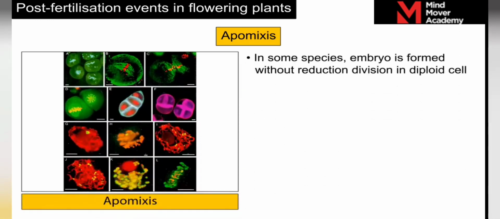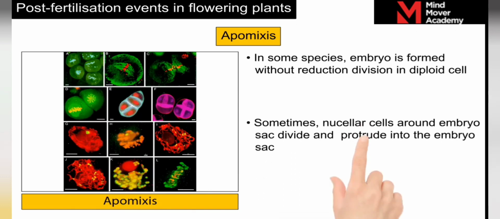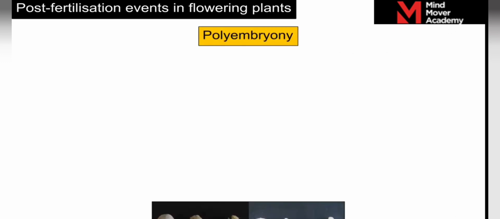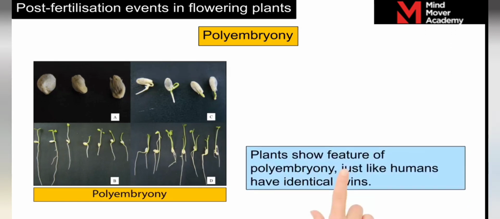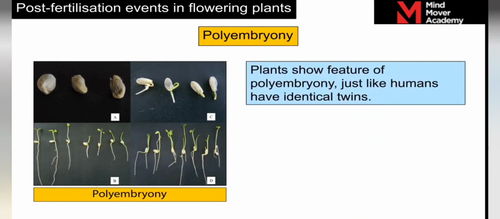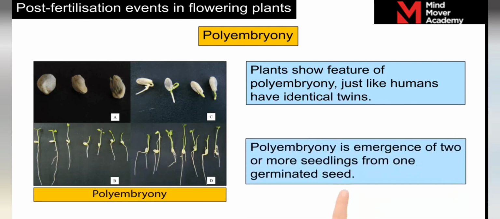In some species, reduction division does not occur in a diploid cell, and the embryo is formed without fertilization. In some other species, nucellus cells around the embryo sac divide and protrude into the embryo sac and develop into embryos. So, here's an interesting fact. Humans have identical twins, and just like that, plants too show this alike feature in the name of polyembryony. It can be defined as a simultaneous emergence of two or more seedlings from one germinated seed.